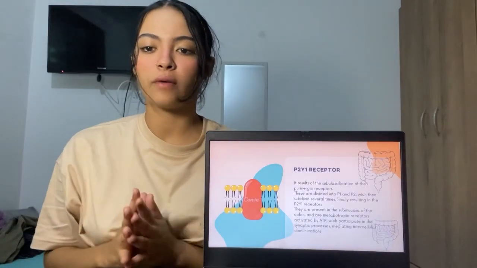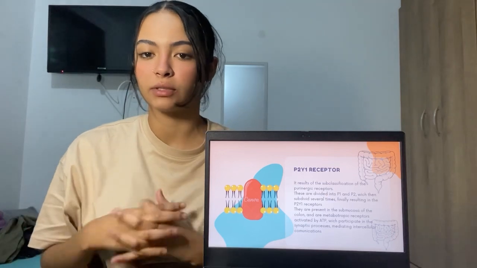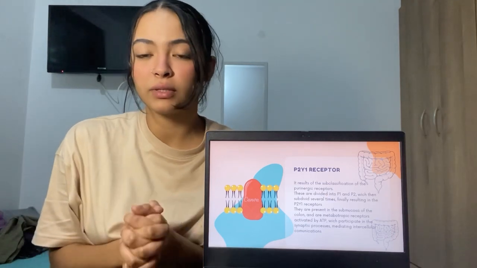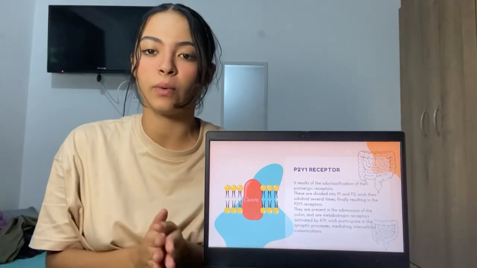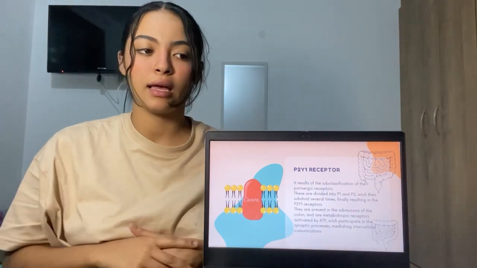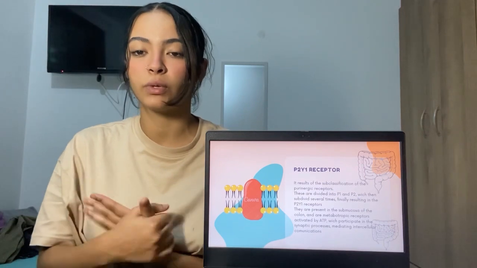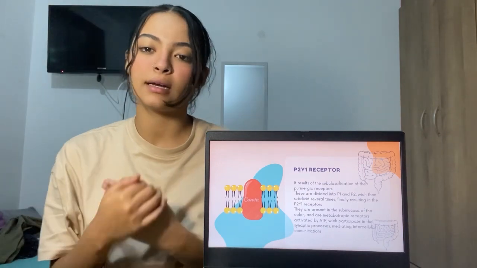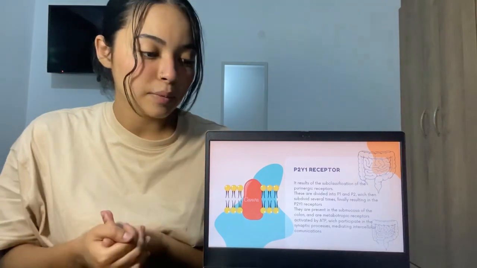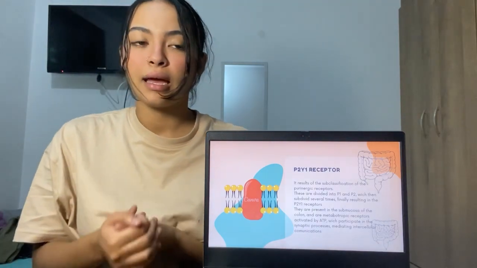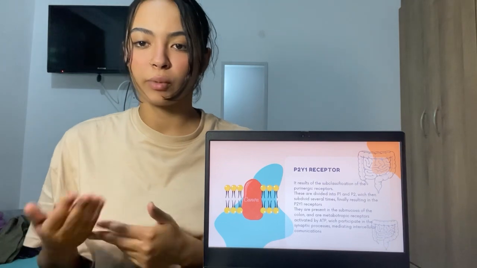So first of all, we have to talk about the P2Y1 receptors. They are purinergic receptors that result from the subclassification of the P1 and P2 receptors. They are metabotropic receptors which are activated by ATP and are located in the submucosa of the colon. They participate in synaptic processes, activating cellular communication.